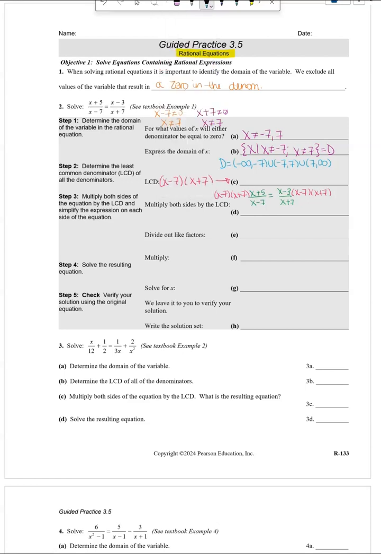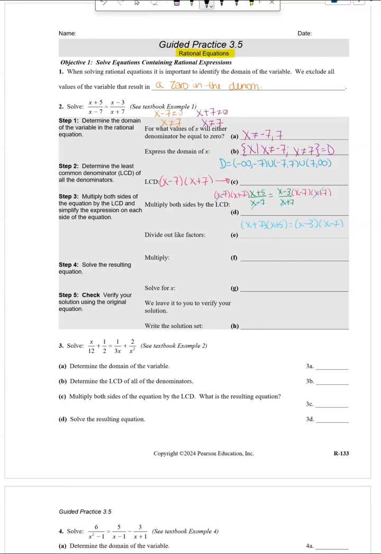Shelley's a little lazy. So what we're going to do is divide out the like factors. So our x minus 7 will cancel, okay? And our x plus 7 will cancel. So now down here I'm going to just write out what has been divided out, if that's okay with you guys. So we're going to have x plus 7 times x plus 5. That's going to equal x minus 3 times x minus 7.